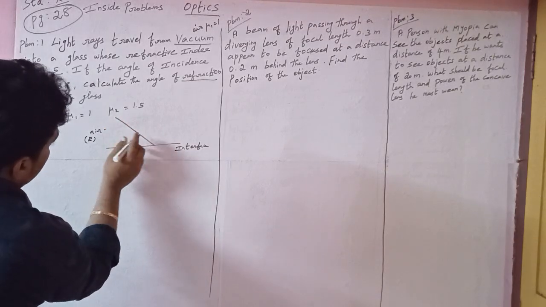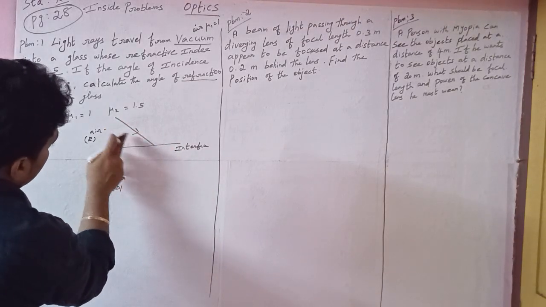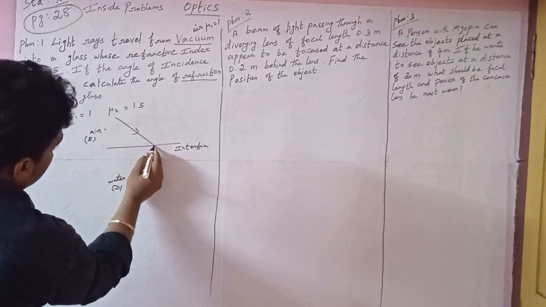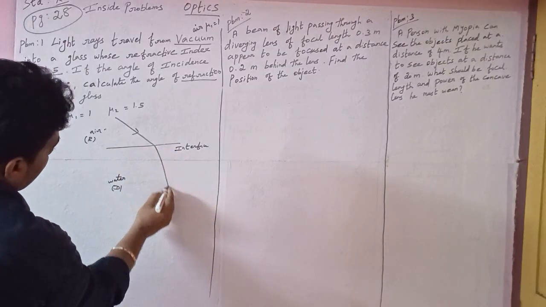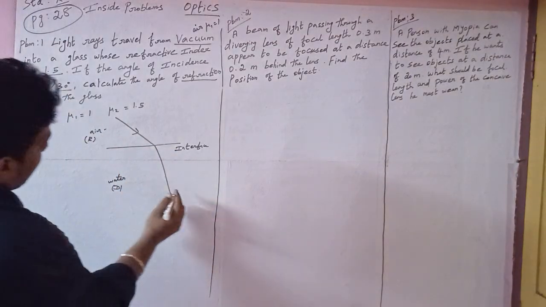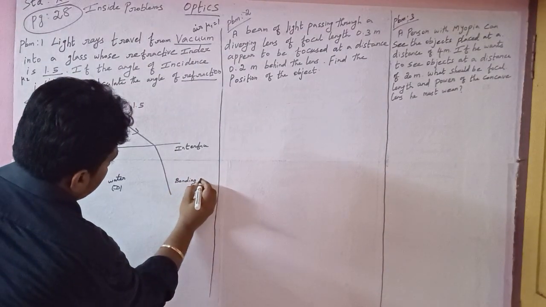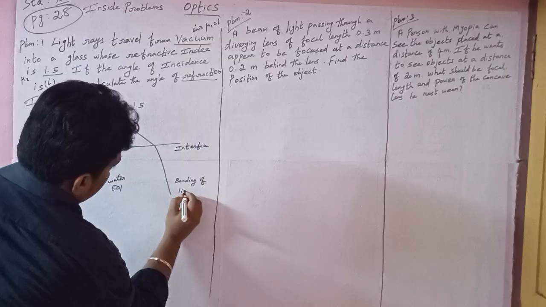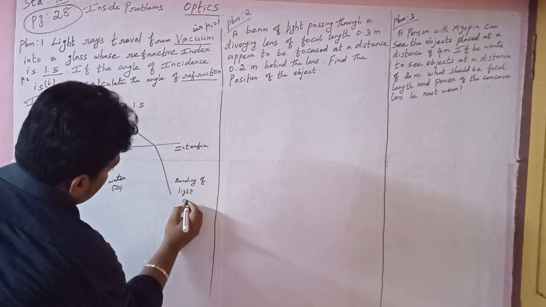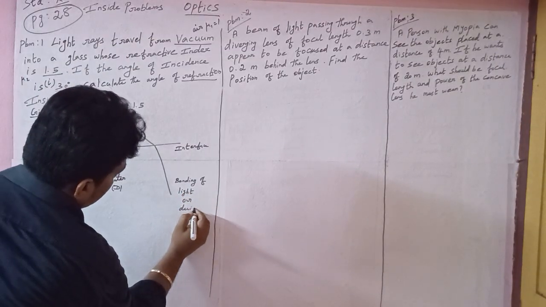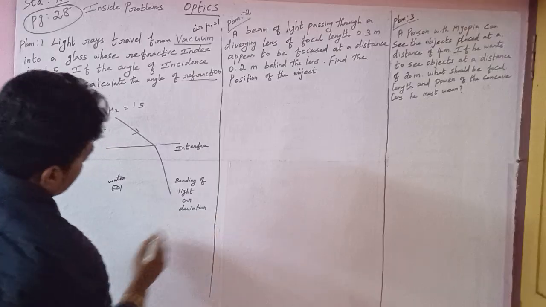So the light ray is traveling in a straight line. The light ray travels from the rarer medium to the denser medium, so it will be bending. This is the bending of the light ray, or deviation. Okay, it is called refraction.